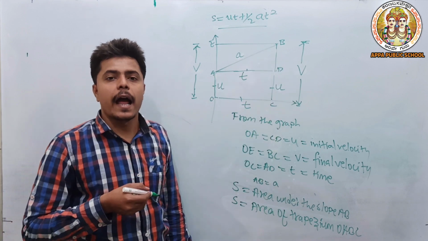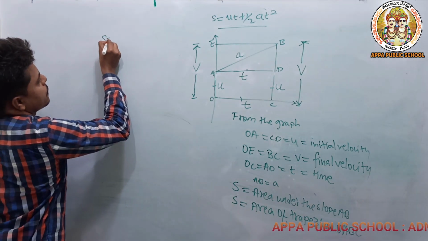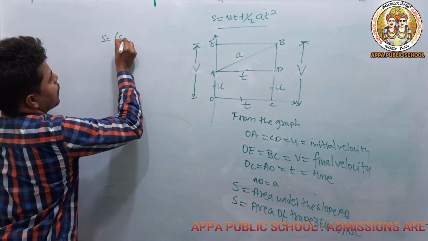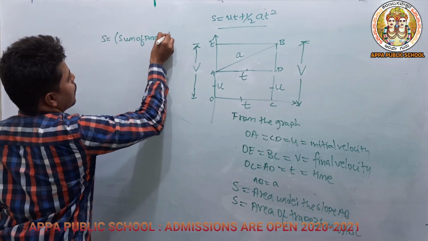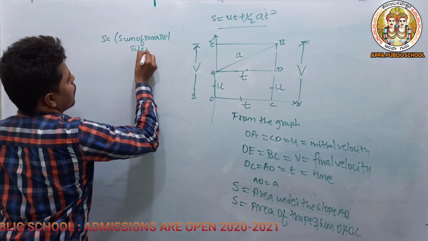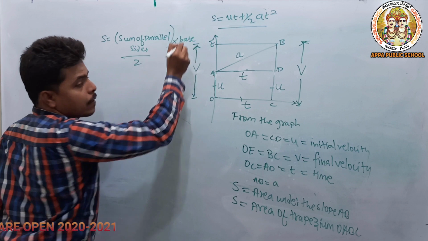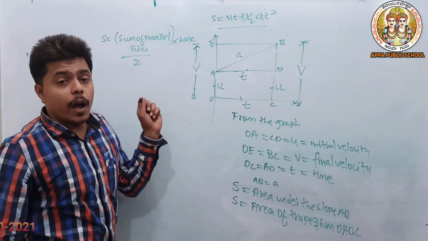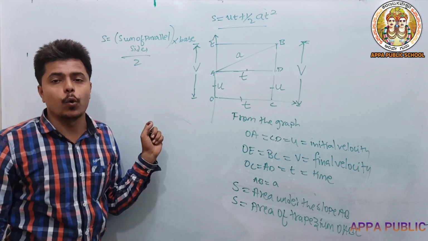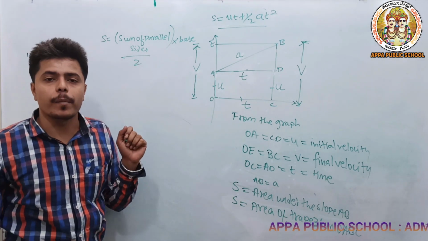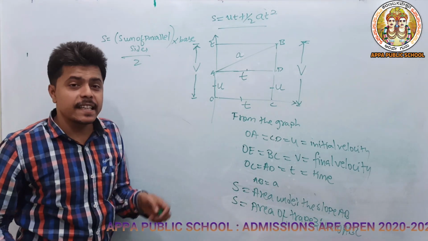Now from the graph, area of trapezium OABC, S is equal to sum of parallel sides by 2 into base. This is the formula for area of trapezium OABC. So now you can see two parallel sides.